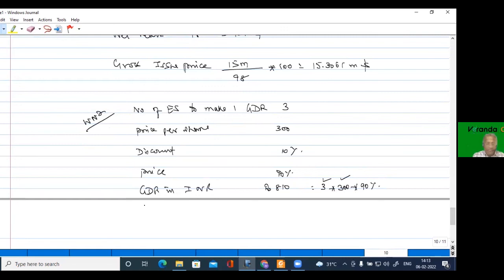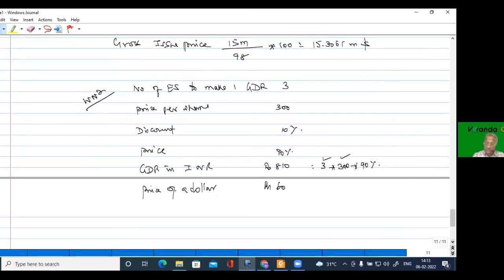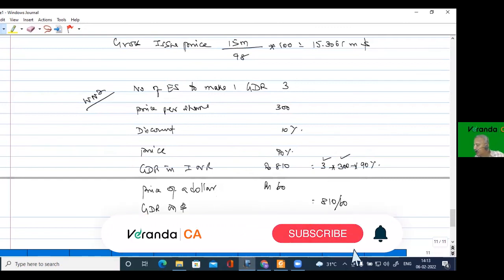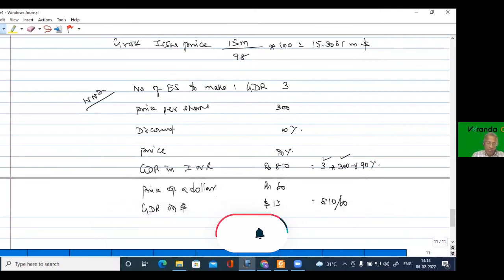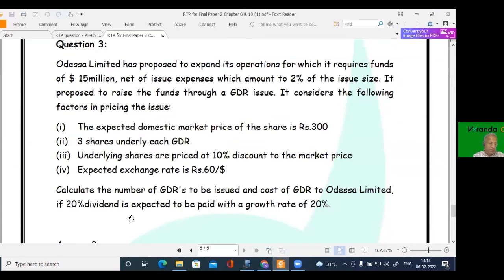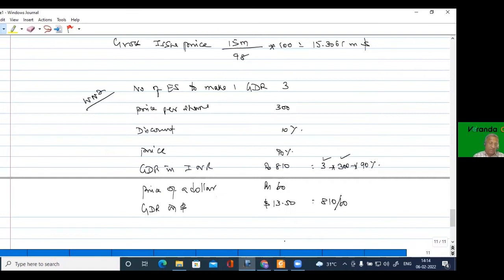GDR in INR. Then, price of the dollar is rupees 60. So GDR in dollars should be 810 divided by 60. 810 divided by 60, you get $13.50. What's the question? The question now we will be answering. So GDR in terms of dollars.